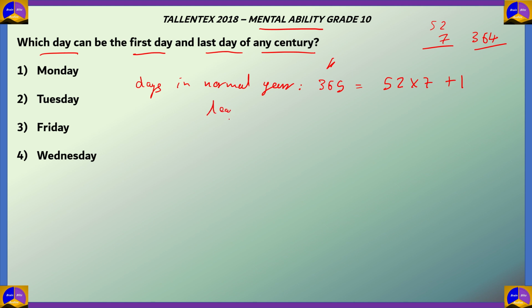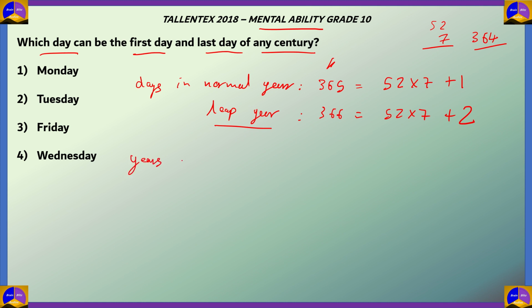Now, every 4 years, we get a leap year in general. So therefore, that gives you 366 days, which is 52 times 7 plus 2. So you have 1 extra day in every normal year and 2 extra days for a leap year. Now, when it comes to leap years, it's not that every 4th year is a leap year. There is another calculation that comes into play in the Gregorian calendar.